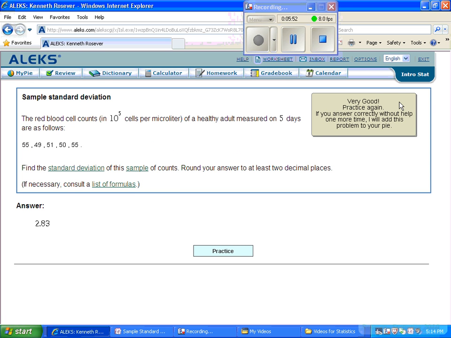There's a third option you can take, and maybe I'll show that on another video. If you're not using the ALEKS calculator, and I don't know why you wouldn't, it's so easy. But if you have a TI-83 or 84, I will show that on a video that says sample standard deviation, TI-83, 84, or something to that effect. Let's do one more.